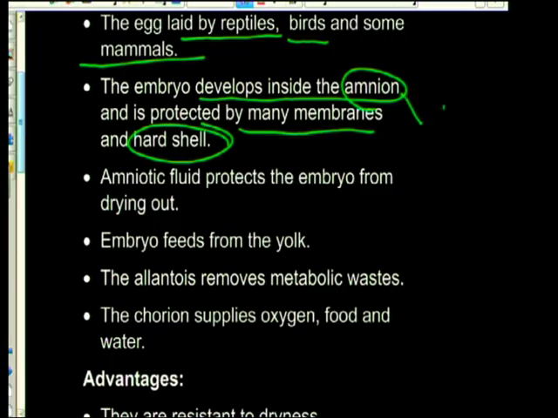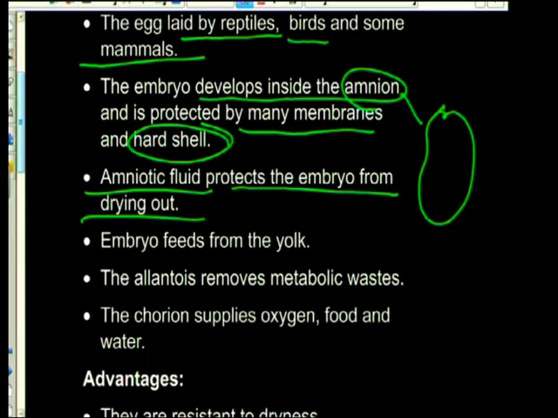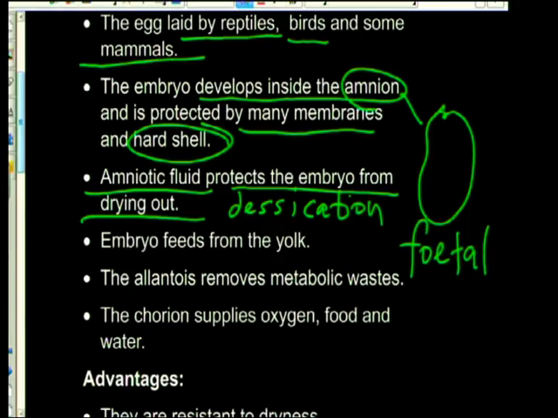Inside this amnion, this membrane, there's fluid. This fluid is called amniotic fluid. It serves to protect the embryo from drying out, desiccation. A good word for drying out, one word, desiccation. It also acts as a shock absorber, so there's easy movement, so that's another function. It allows for free fetal movement, not movement of the feet, fetal. The embryo gets food from the yolk. Inside this egg there's yolk, so the embryo gets food from that.